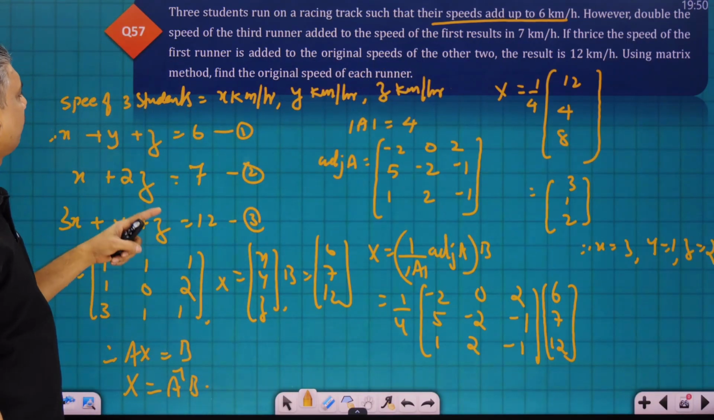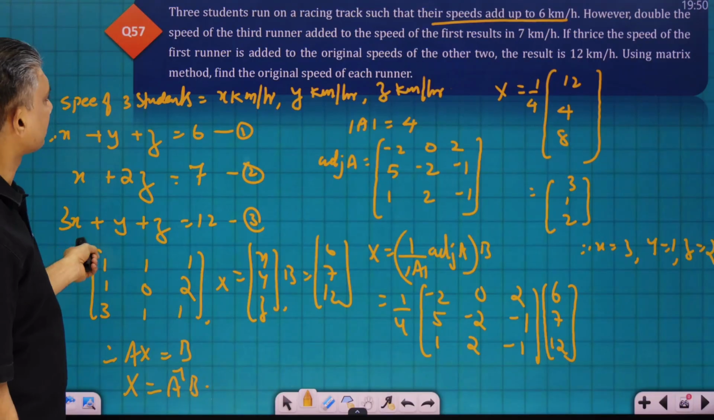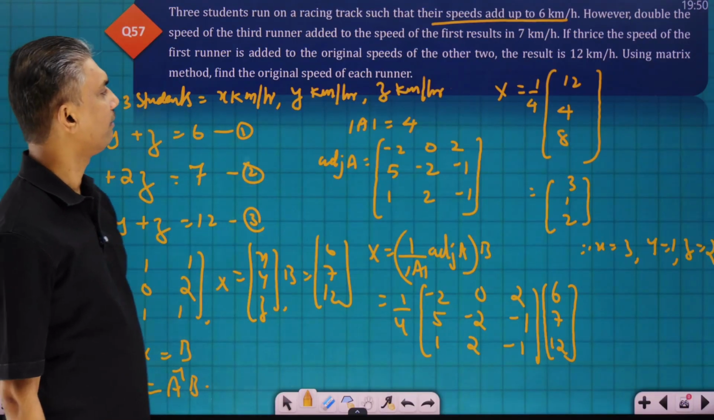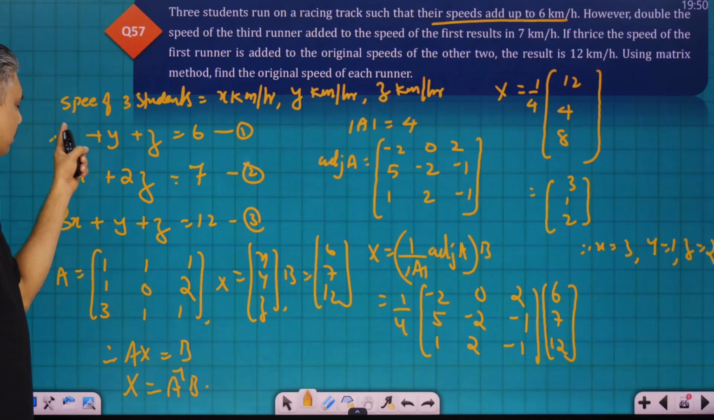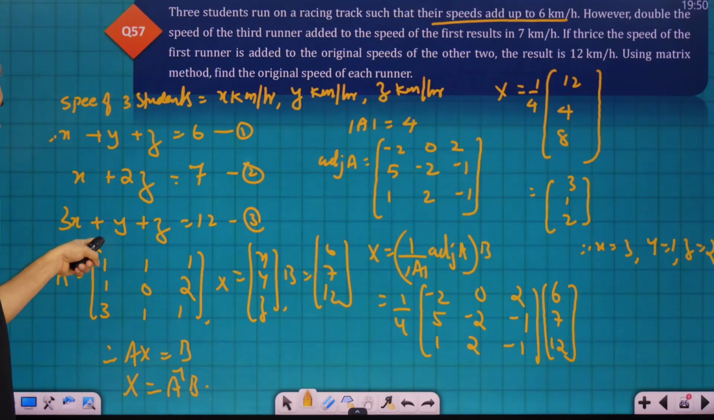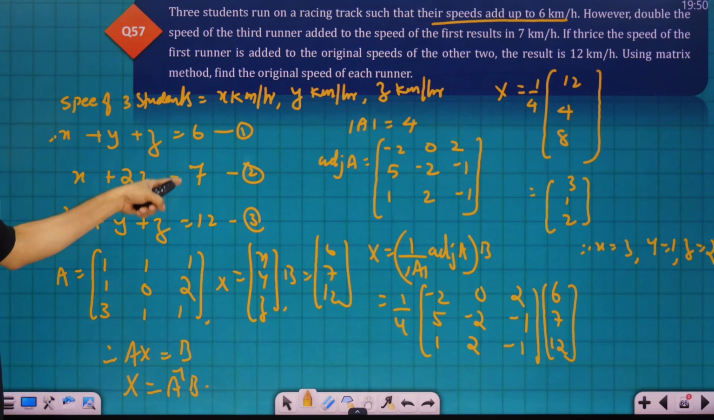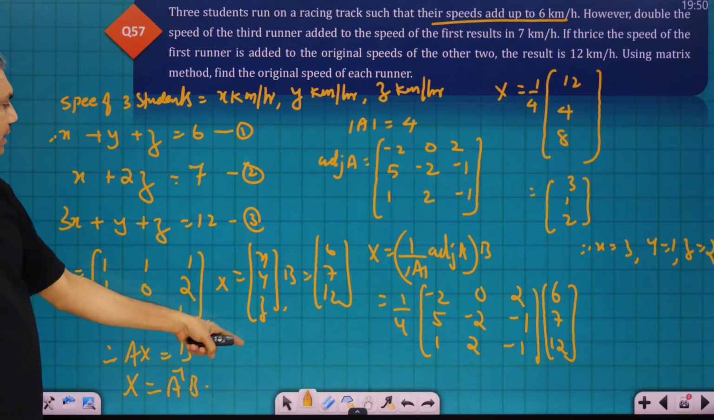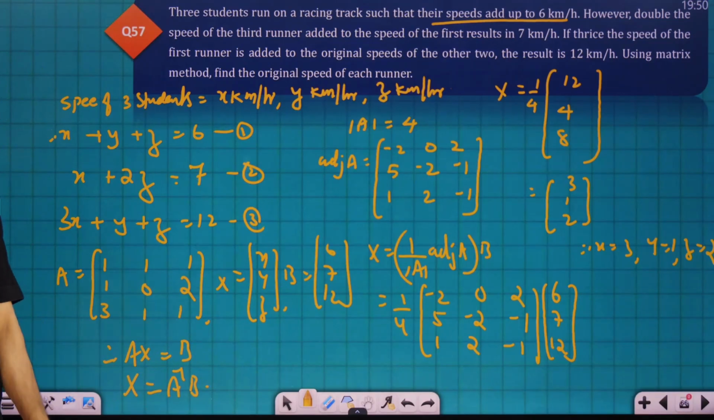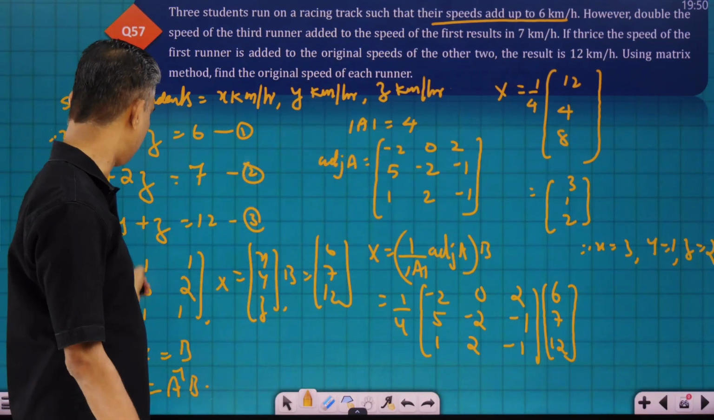And if thrice the speed of the first runner, 3X, is added to the original speed of the other two, Y plus Z is equal to 12. So you have the coefficient matrix. This is the matrix equation. In matrix form, let A be 1, 1, 1, 1, 0, 2, 3, 1, 1, and X, Y, Z, B. So AX is equal to B, X is equal to A inverse B. The determinant will be 4. If you evaluate, you can see the adjoint.